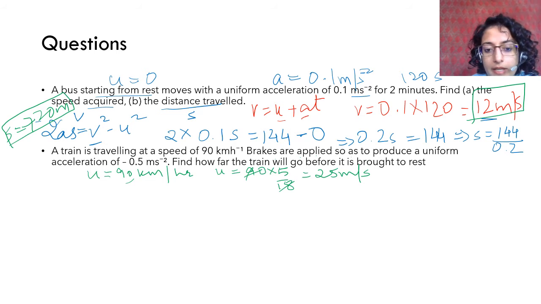Brakes are applied so as to produce a uniform acceleration of minus 0.5 meter per second square. Brakes are applied, so speed is reducing. You can see acceleration is given as minus 0.5, right? It is negative acceleration because brakes have been applied. Find how far the train will go before it is brought to rest. Brought to rest means the final velocity is 0.